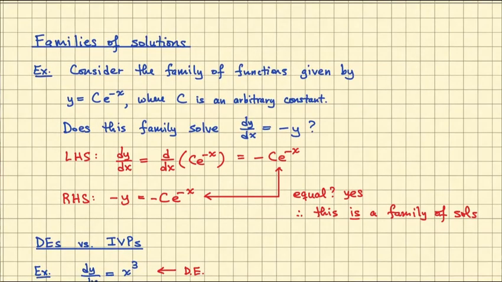Okay, the next topic we want to talk about is families of solutions. So instead of being given one function to check if it's a solution, you could be given a family of functions. Normally a family of functions which has an arbitrary constant in it. So as a concrete example, suppose we consider the family of functions y equals c times e to the minus x, where c is an arbitrary constant.